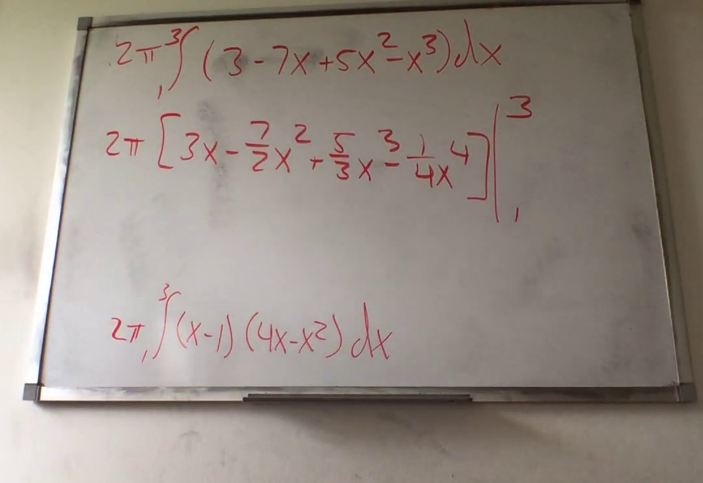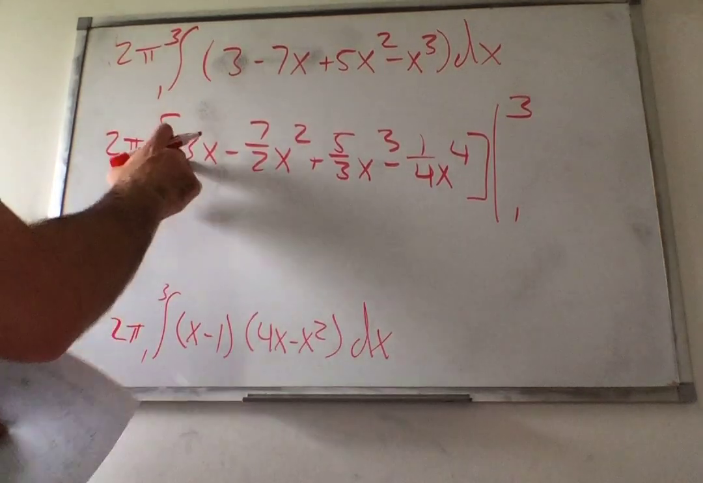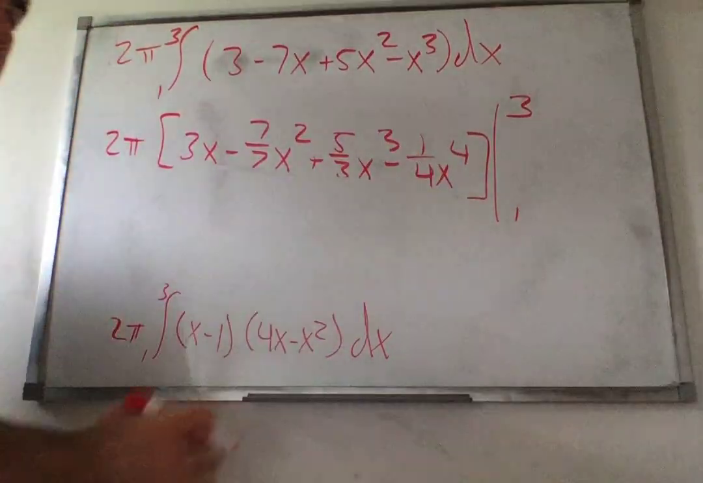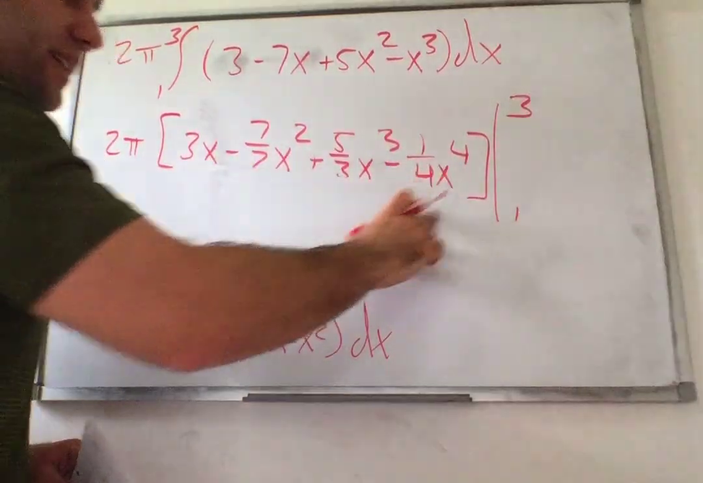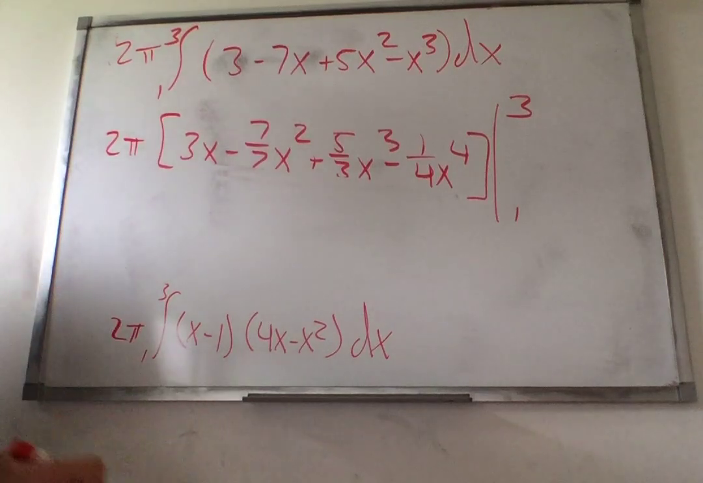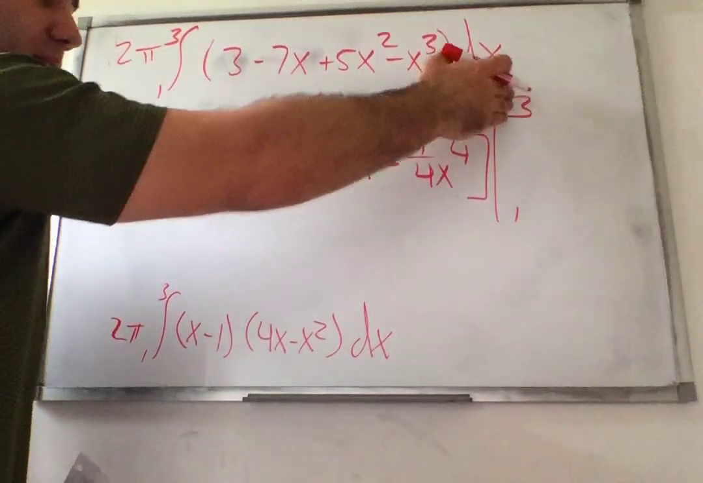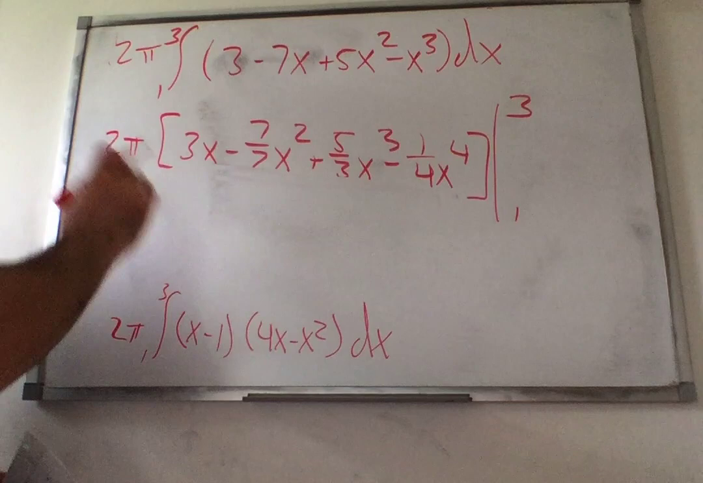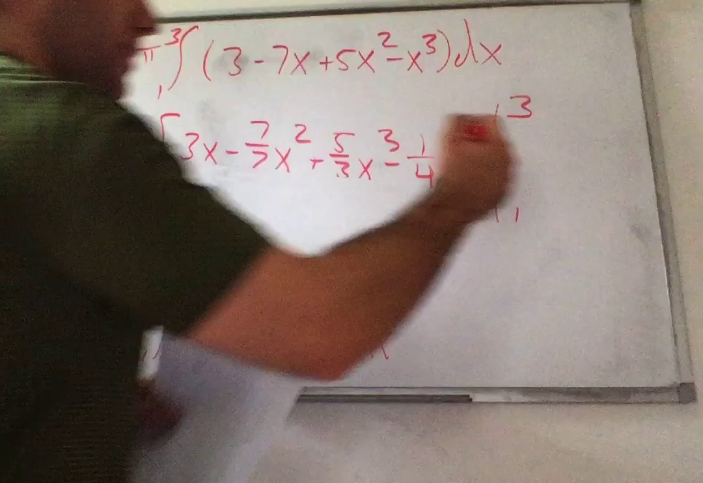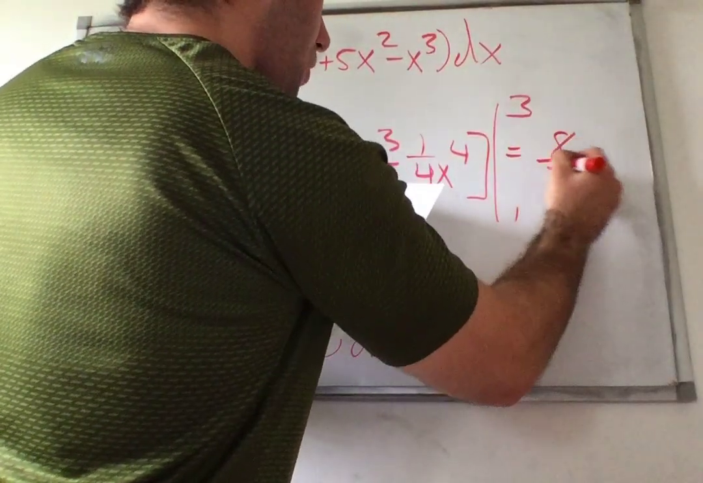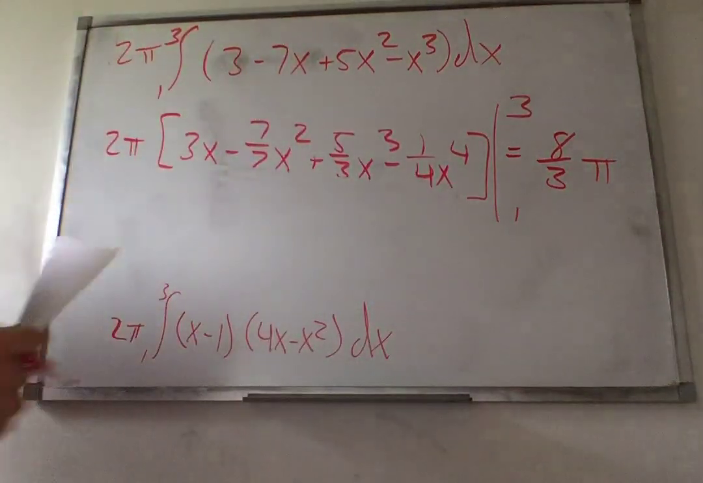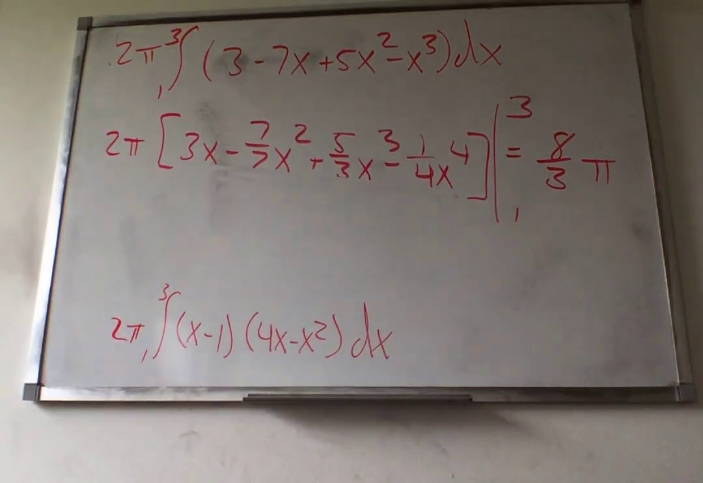Again, I'm plugging this straight into my calculator. I plug in 3, get a number. Plug in 1, get a number. Subtract those two numbers, doing the upper limit minus the lower limit. And then I'm multiplying it by 2 pi. And you get 8/3 pi. And that would be your final answer.